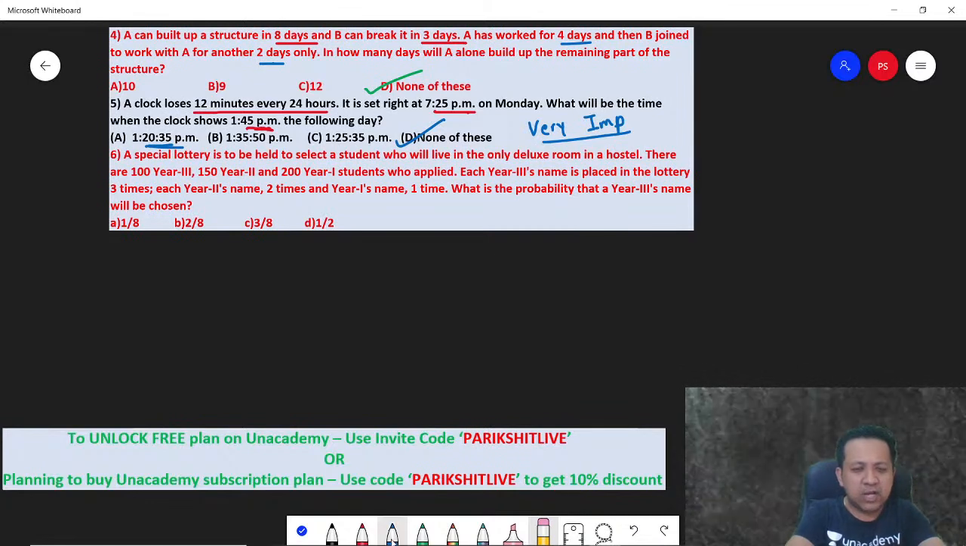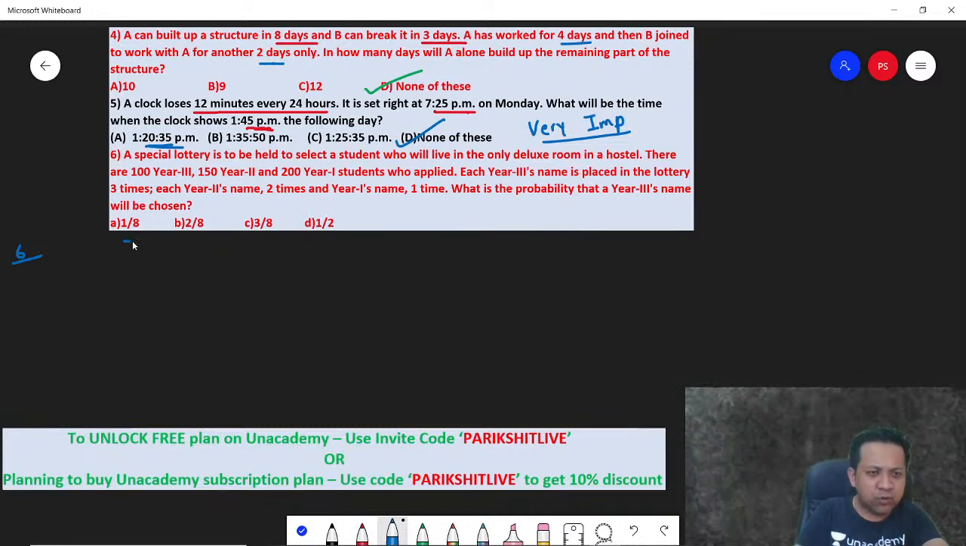A special lottery is to be held to select a student who will live in the only deluxe room in a hostel. There are 100 year 3, 150 year 2 and 200 year 1 students who have applied. So let's take a note of the data. There is too much data. Year 1, year 2, year 3. Correct? So what is the number of students?